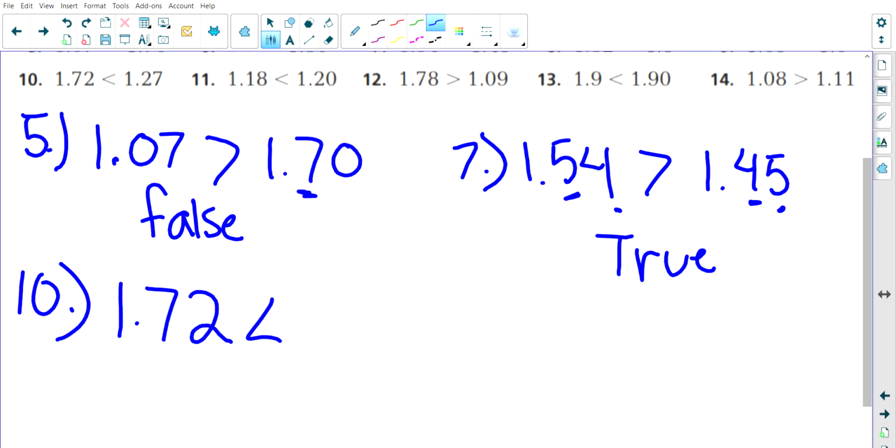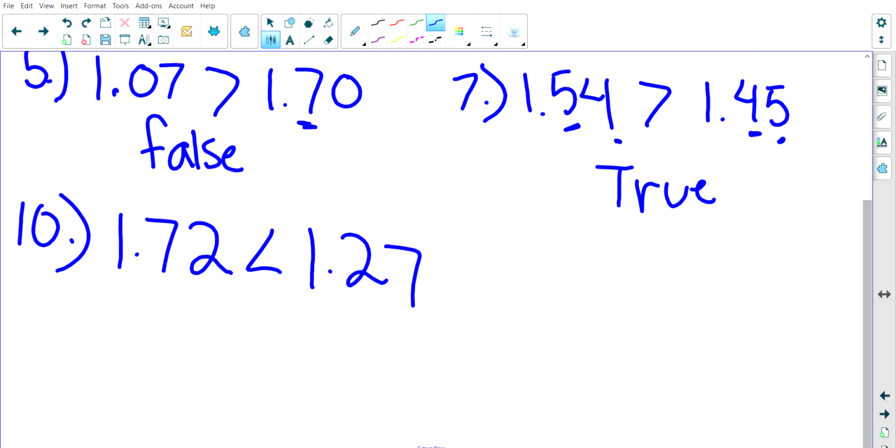1.72, is that actually less than 1.27? So 1.72 versus 1.27, like I showed you before, when we're comparing using place value, it really is best to stack them on top of each other by their place value. So I'm going to go ahead and rewrite these so that I compare one digit at a time. I like how these are nicely lined up here. Do you see how they all have the same amount of digits? That is really good. It tells me I don't need to add any extra zeros.